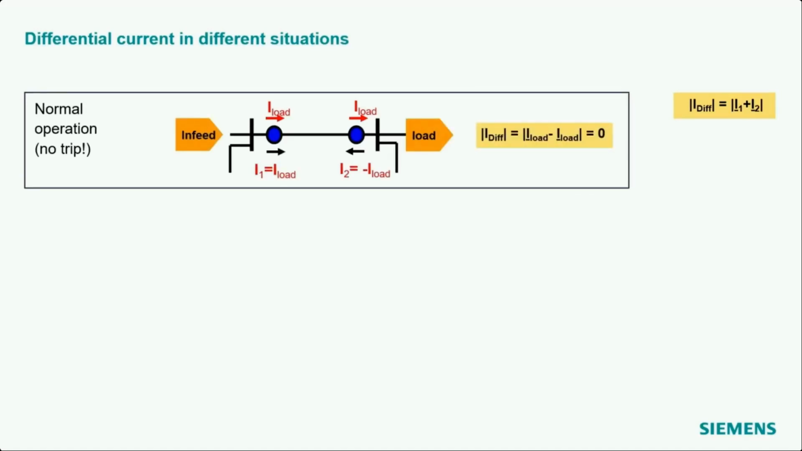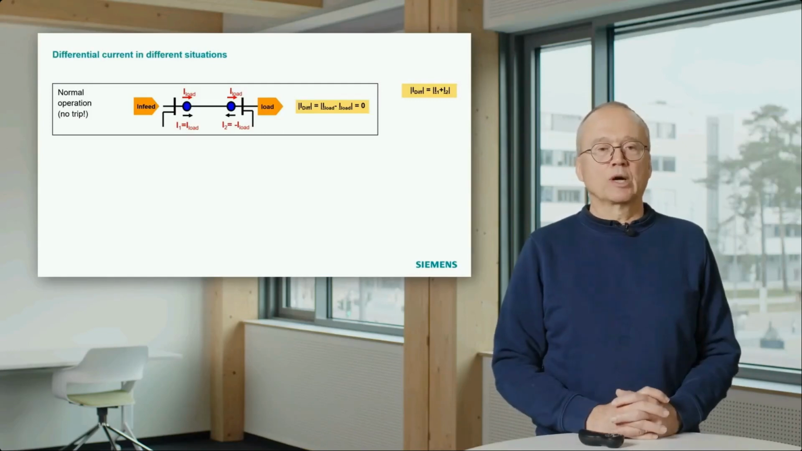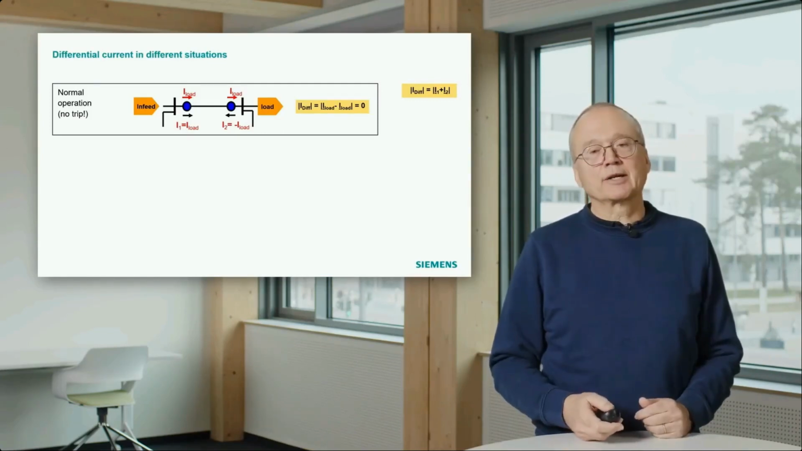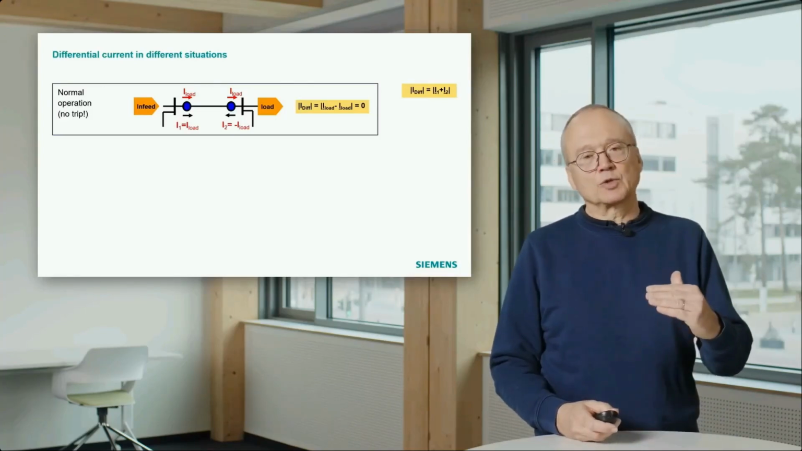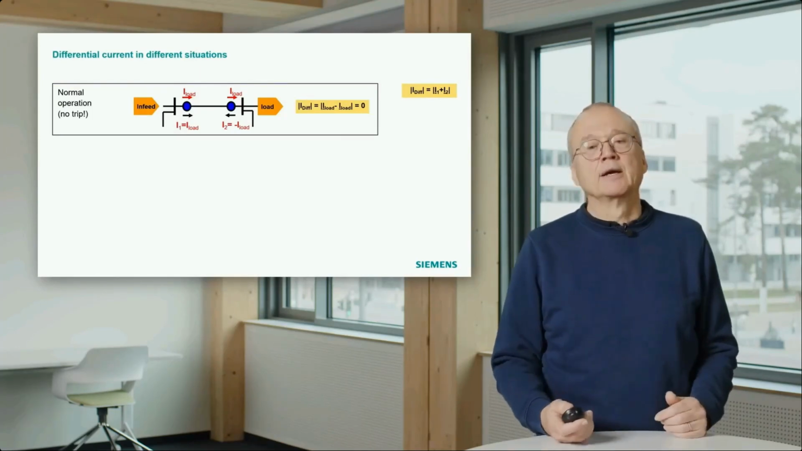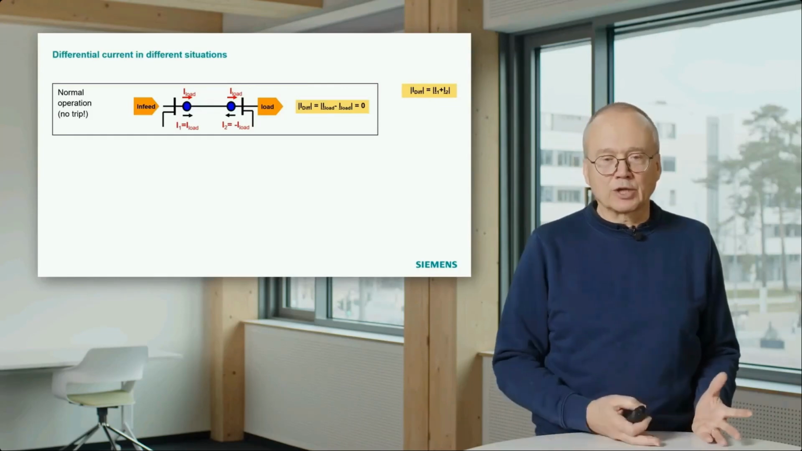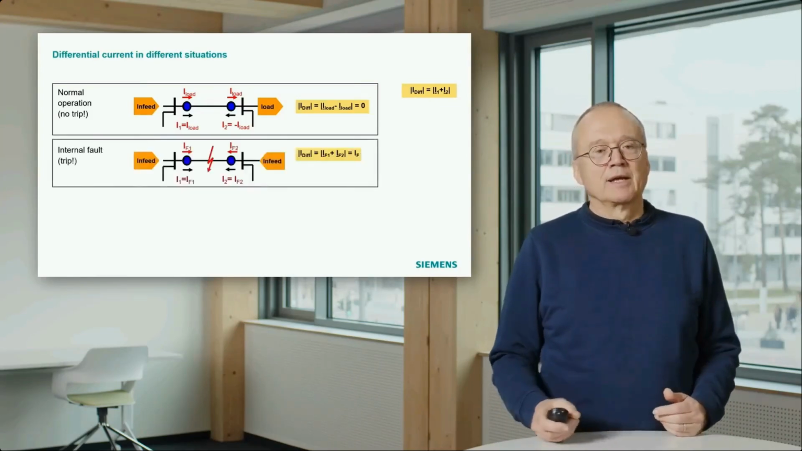The first thing is the normal operation. In normal operation we have a load current flowing through our line or our cable, and both current transformers measure the same current. On one side it flows into the line and on the other side it flows out of the line. So the differential current is load current minus load current, which is 0.